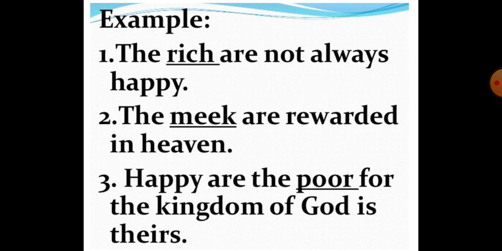Okay, so here the verb will be plural. The meek are rewarded in heaven. Okay, happy are the poor, for the kingdom of God is theirs. So again, happy is the adjective here, and it is used as a subject here. Happy are the poor. So here we have used plural. Okay, the verb will be plural.